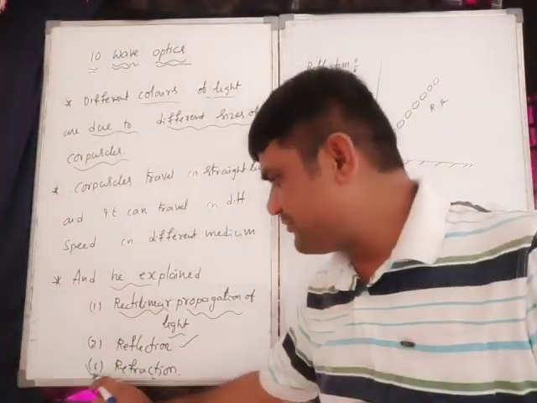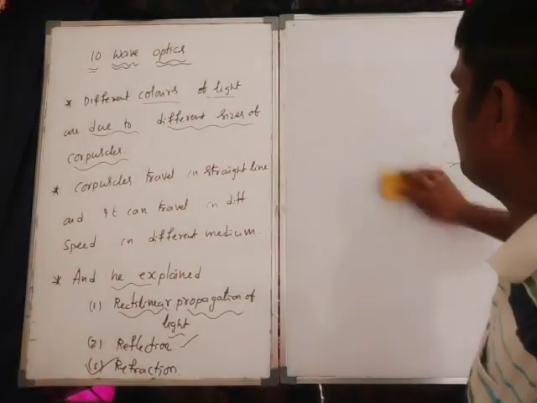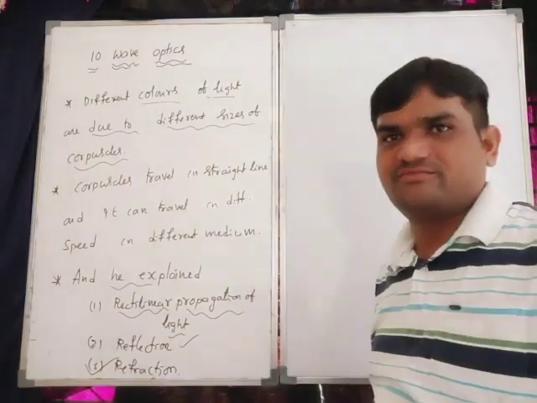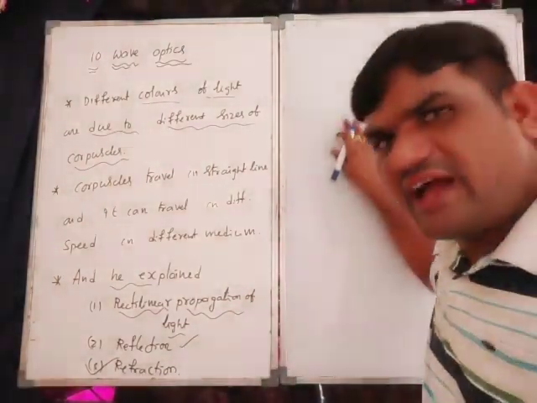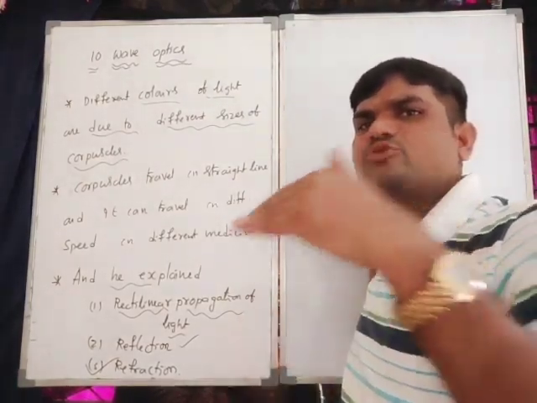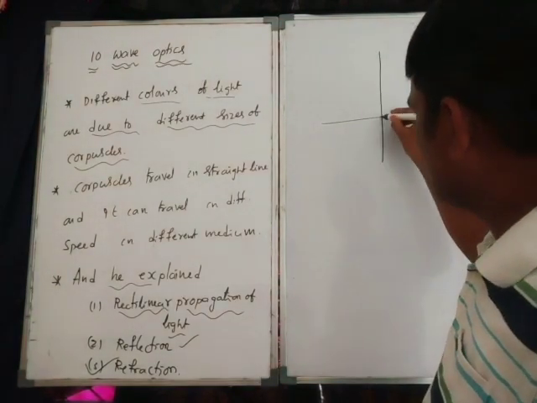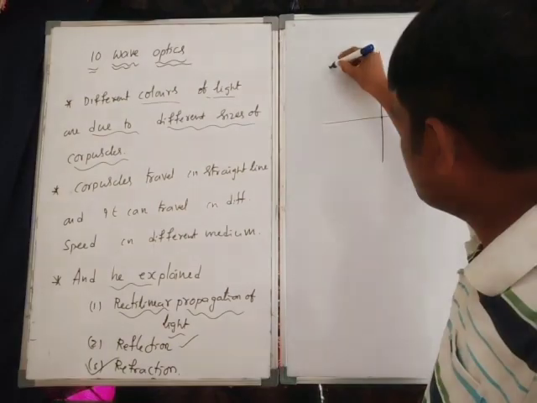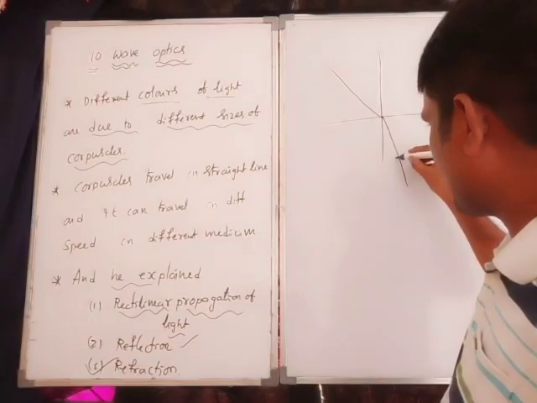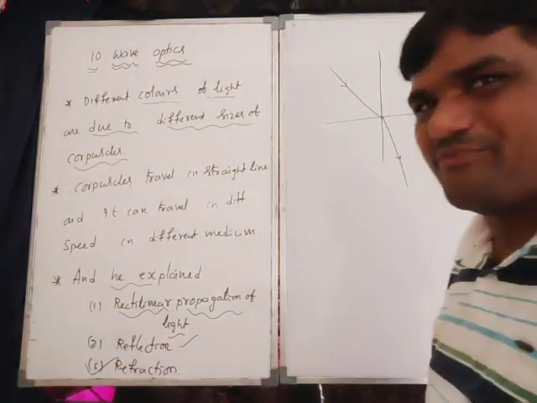Next one. Refraction. What is the meaning of refraction? Refraction is nothing but when the light ray travels from one medium to another medium, the bending of light. The bending of light when the light travels from one medium to another medium. So this is the point of striking there. This is the incident ray, right? And this is the refracted ray, bending towards or away. This and all we learned already in ray optics, right?